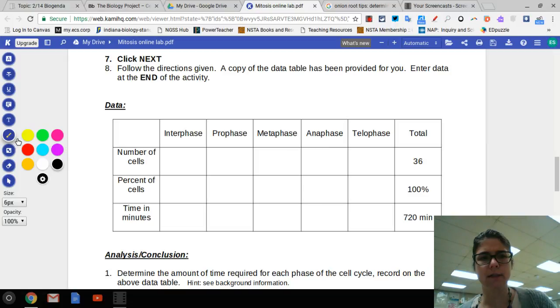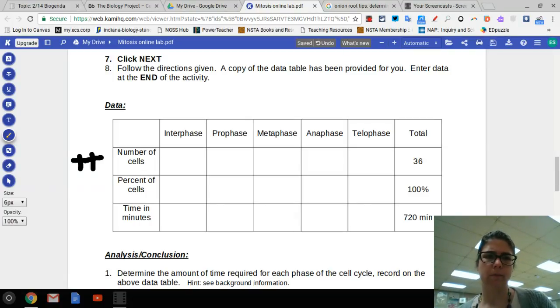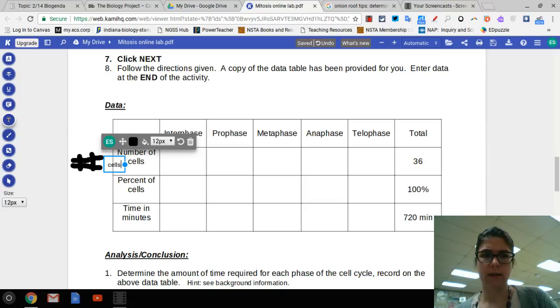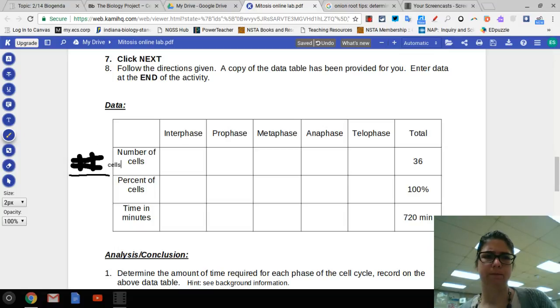To do the percent of cells, the percent of cells is the number of cells divided by total cells.